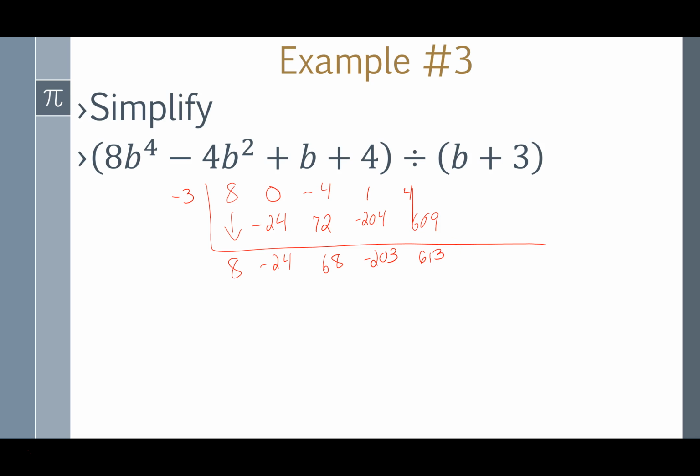So, yay. This means we have a remainder, constant, variable, squared, and then variable cubed. So the final answer would be 8b cubed minus 24b squared plus 68b minus 203 plus 613 over b plus 3.